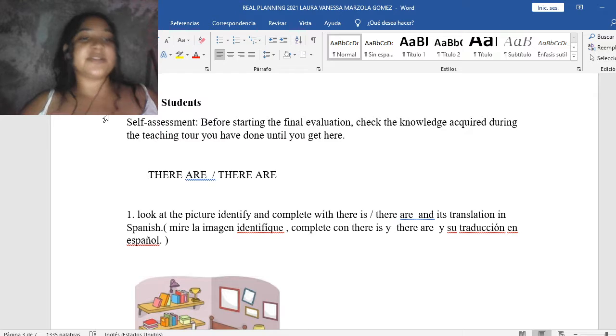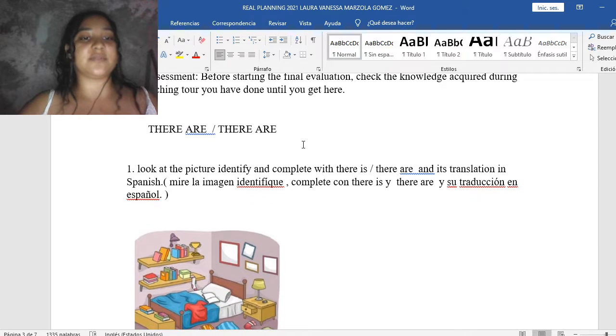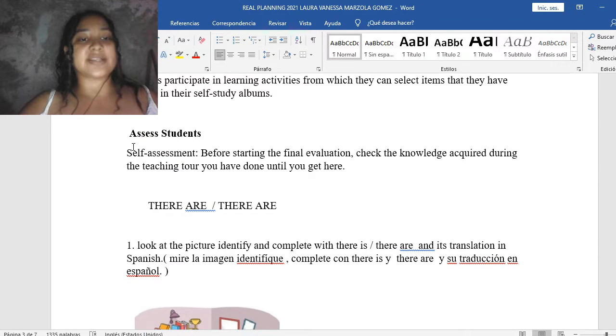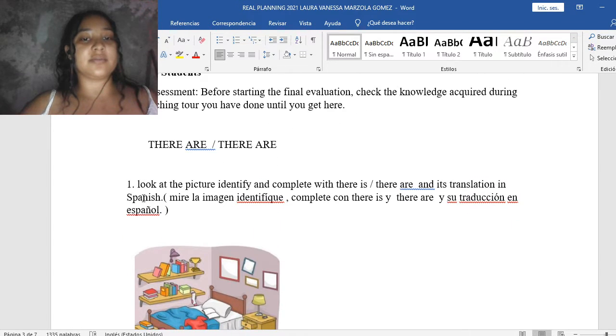And the assessment: students do a self-assessment before starting the final evaluation. Check the knowledge acquired during the teaching tour you have done until you get there. This is the assessment about "there is" and "there are."